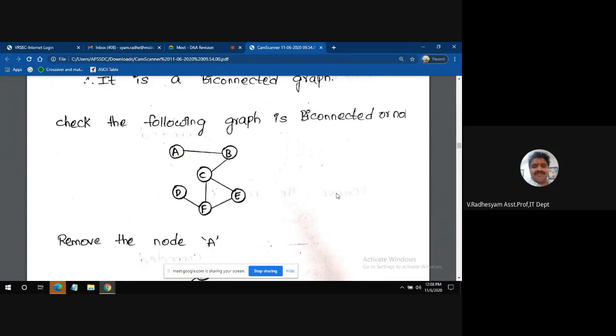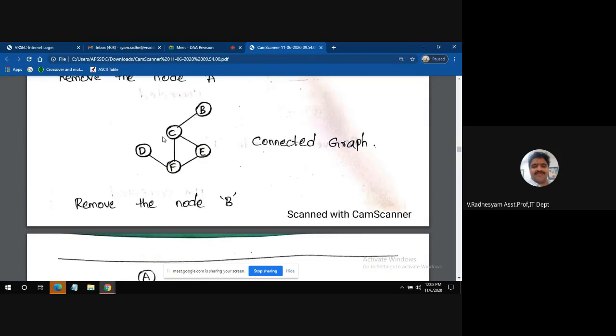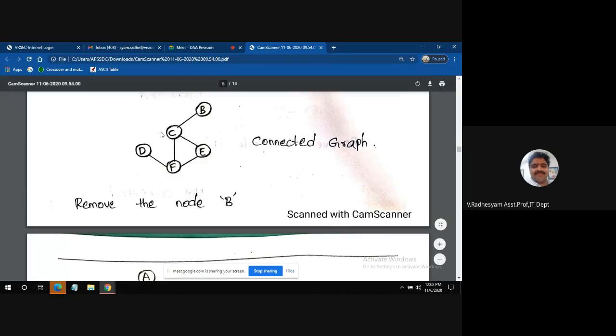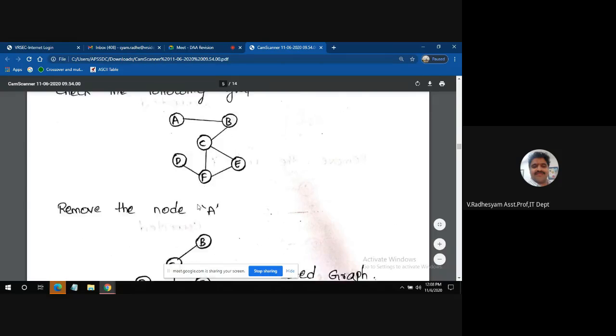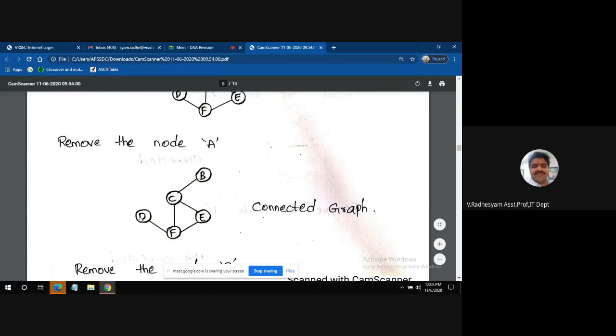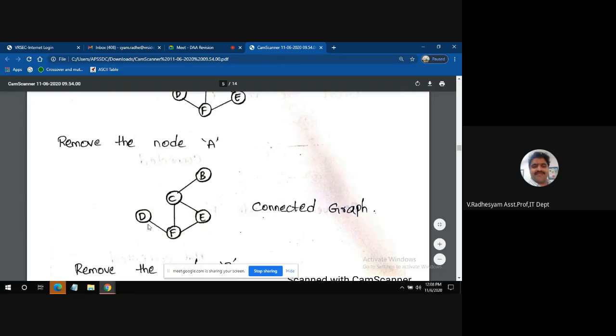Yes or no? So first remove A. It will be like this. Yes or no? Here you see the graph. Remove A. Then B, C, E, F, D. So it is connected. After removal of A also it is connected. Yes or no? Yes, sir.